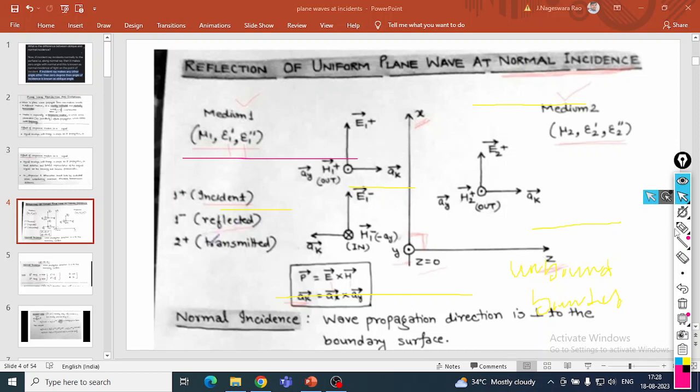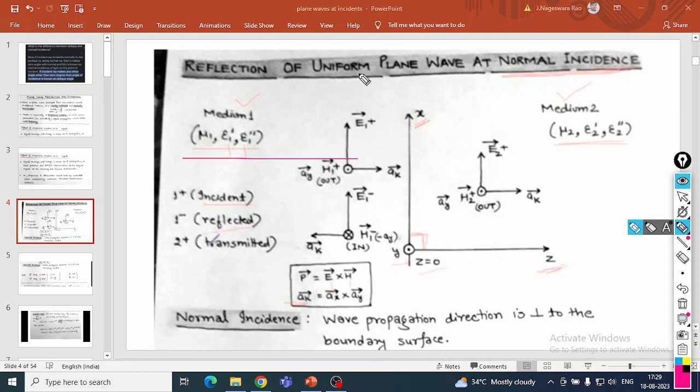Why you choose these two axes means here you can assume the wave propagates between the two axes, that is the z and x axes. The wave propagates between the x and z axes. That's why we can have these two axes visible. The other one is the y axis.